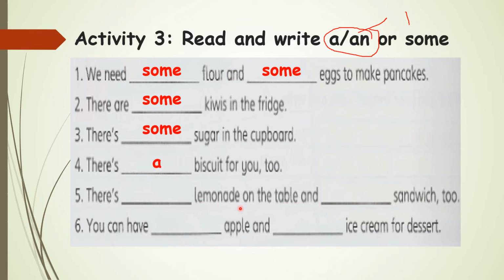So lemonade, we cannot count. So that's why we have to use some lemonade and a sandwich too, because we can count sandwich. And then number 6, you can have apple and ice cream. So this one is one apple and one ice cream. So we have to use an. So the answer will be an apple and an ice cream for dessert.